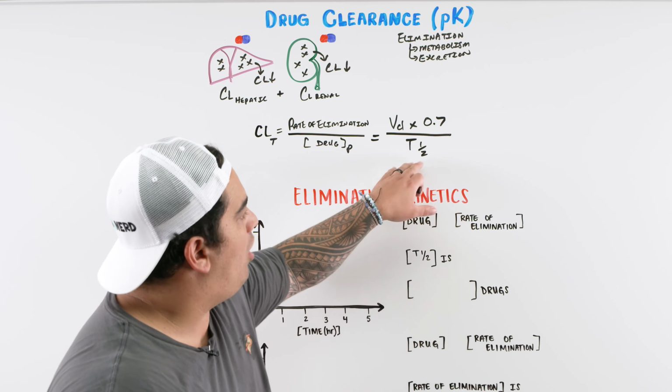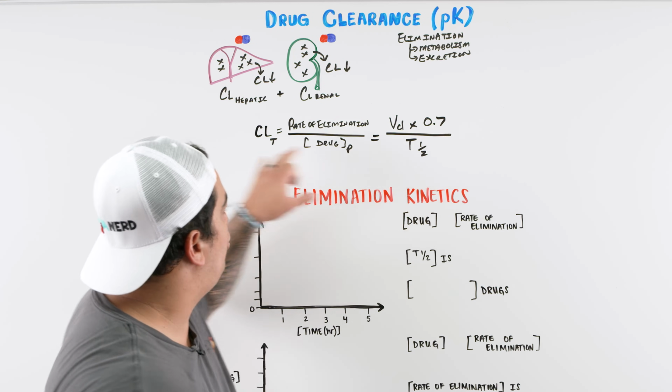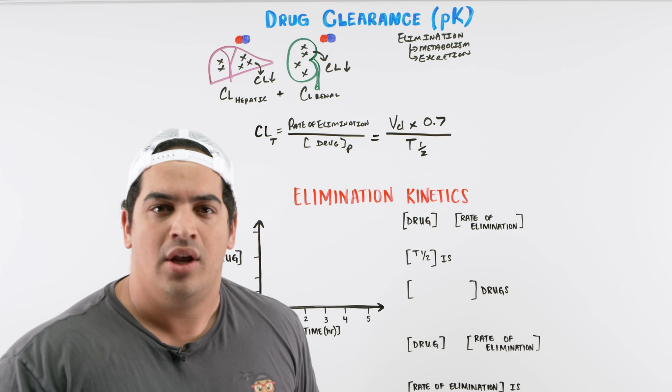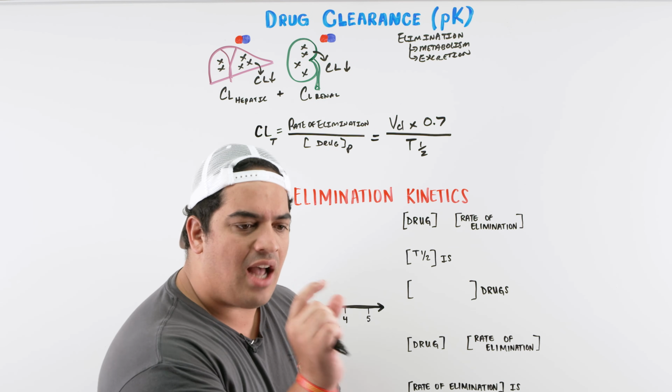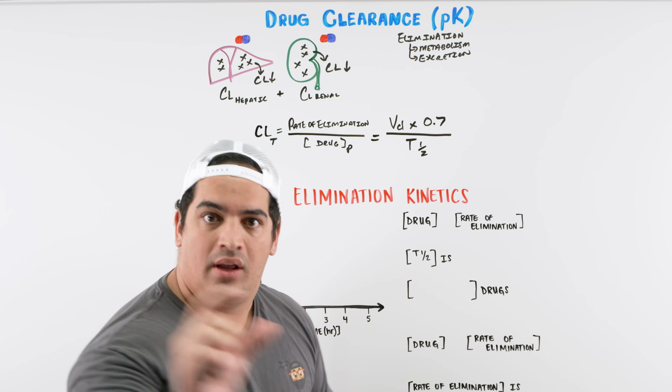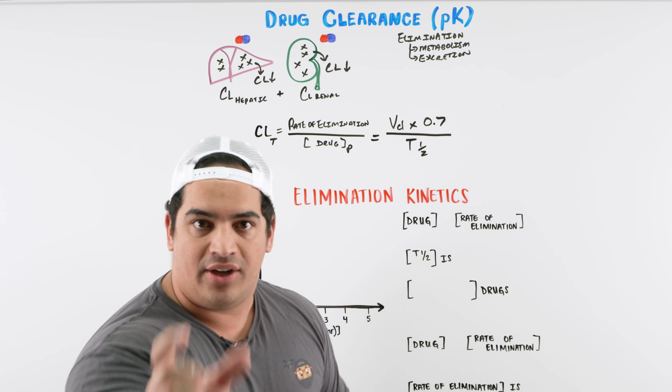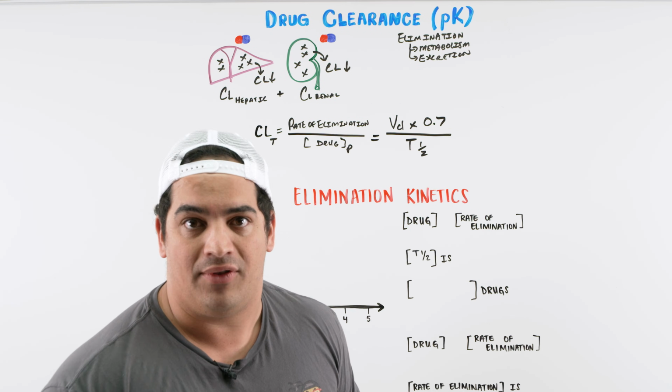I want you to think, based upon this equation, what would the half-life have to do with the clearance? How would it affect the clearance? And what is half-life? What the heck is that? Half-life is the time it takes to go from 100% of the drug to 50% of the drug. However long it takes to get to that point, that is the half-life of the drug.